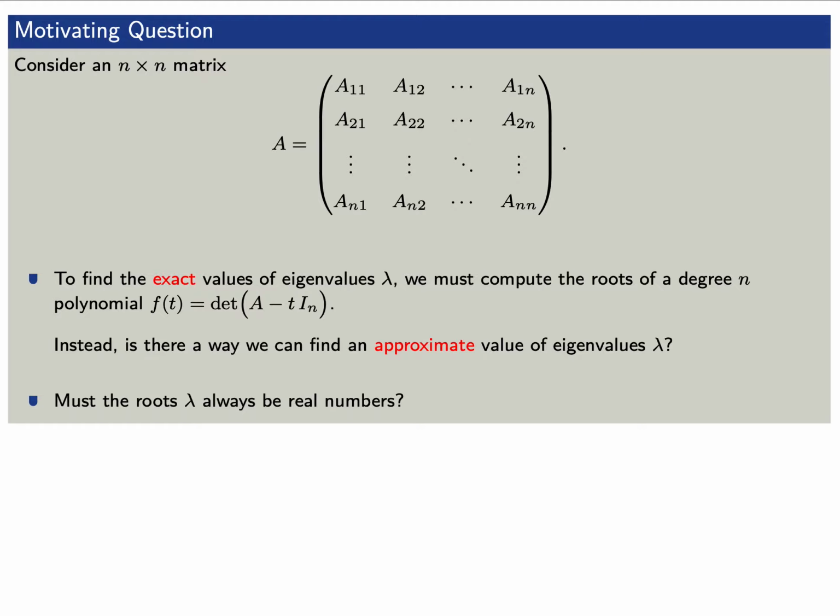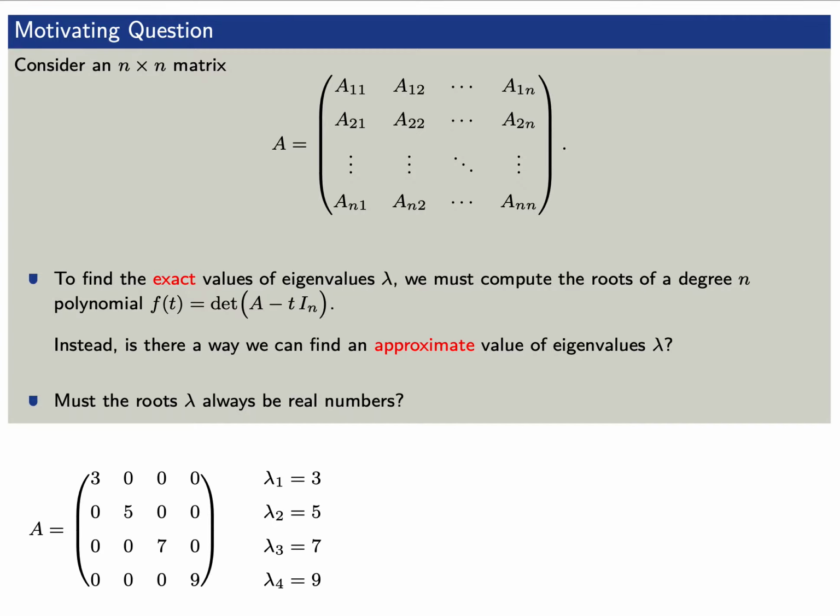Let's say that we have an n by n matrix. We know that to find the exact eigenvalues lambda, we must compute the roots of a degree n polynomial. But instead, is there a way that we can find an approximate set of values for these lambdas? And must these roots lambdas always be real numbers?